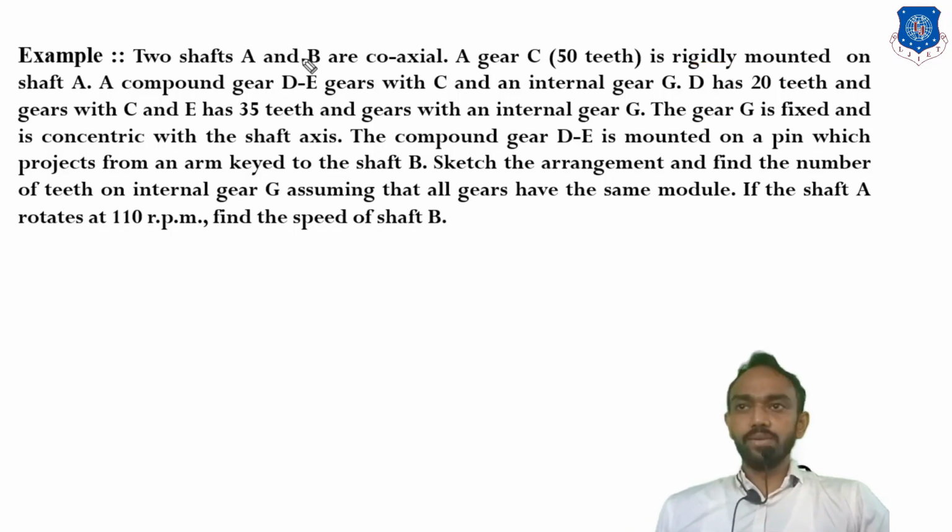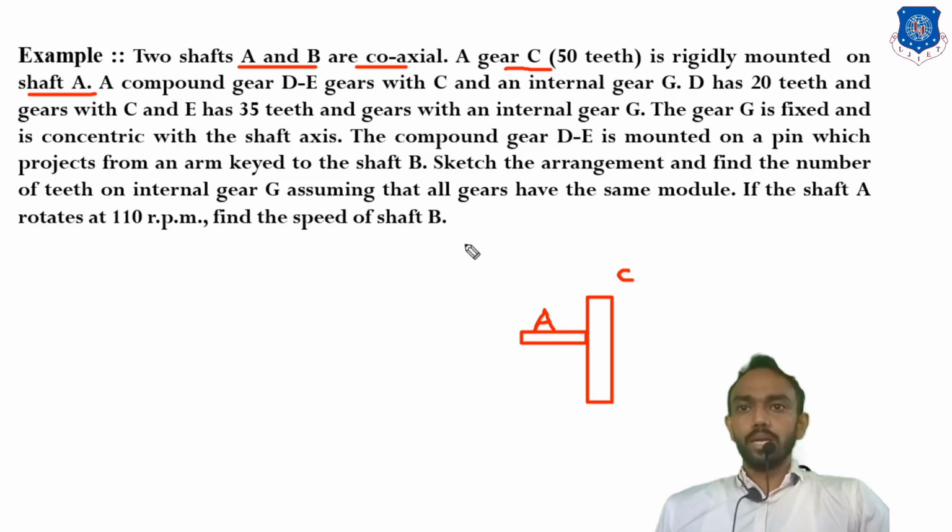So first of all, what is given? Two shafts A and B are coaxial, meaning there are two shafts. Gear C has 50 teeth, rigidly mounted on a shaft A. So first of all, check this. This is very complex data. So shaft A is there, and one gear is connected on that. The gear connected on this shaft A, and on that gear C is connected.